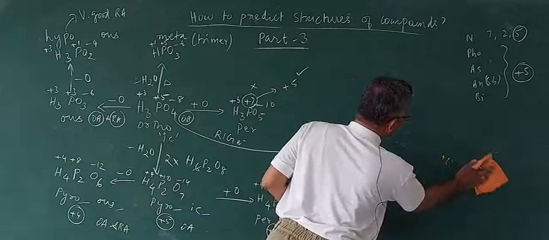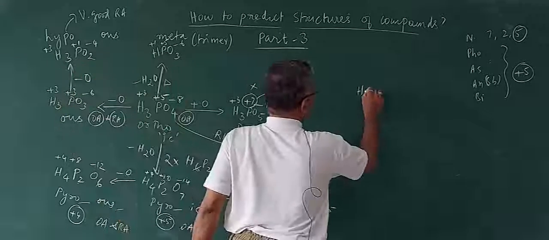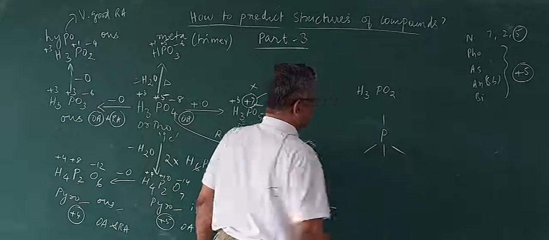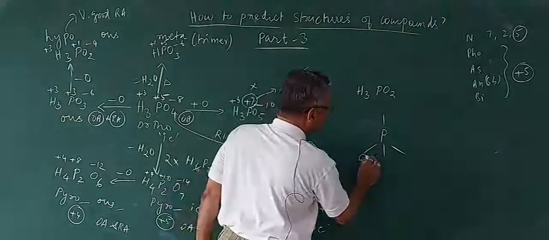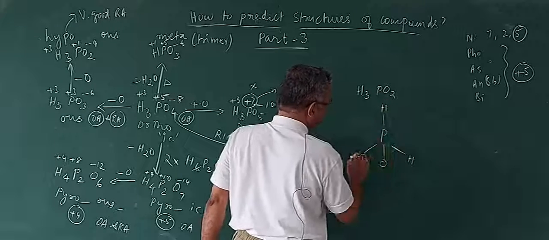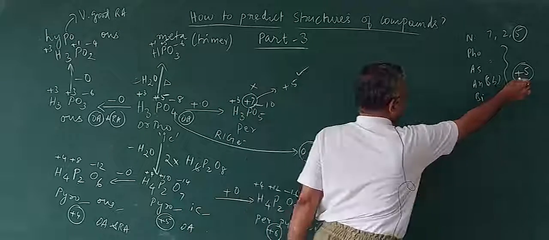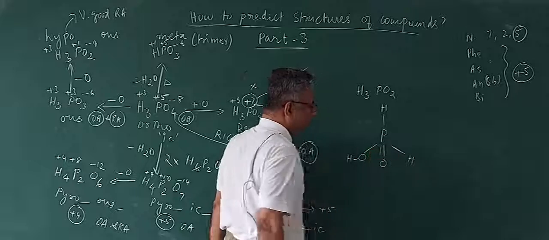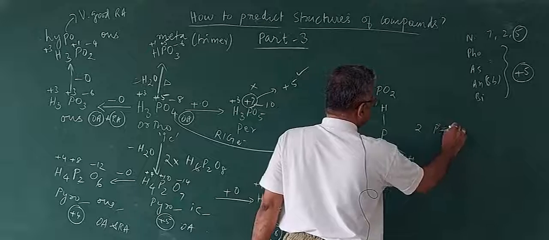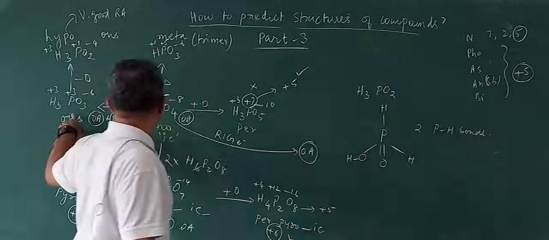I will show you how. Now if you take H3PO2, as I told you, for P you put 4 bonds. Now you have 2 O and 3 hydrogen. So you put 2 hydrogen and 1 hydrogen here. And phosphorus will have 5 valence electrons, so there will be 5 bonds. So you put 1 more bond here. Now you can see there are 2 P-H bonds.